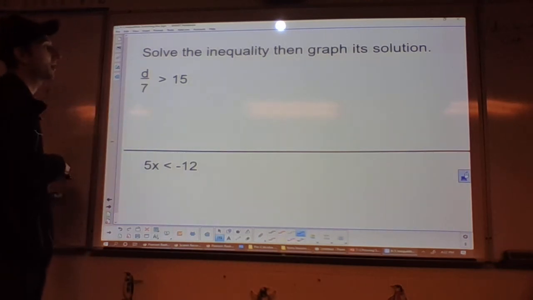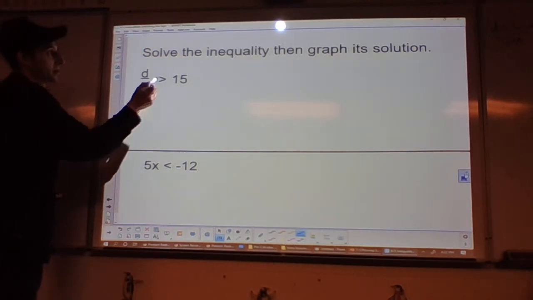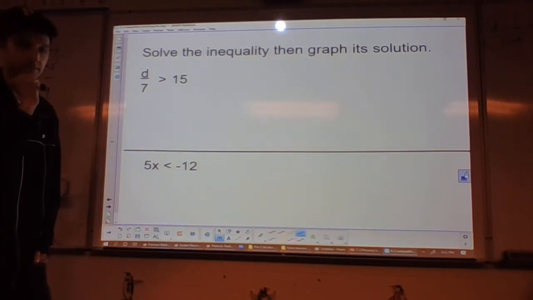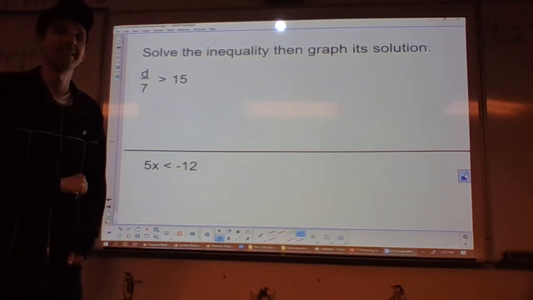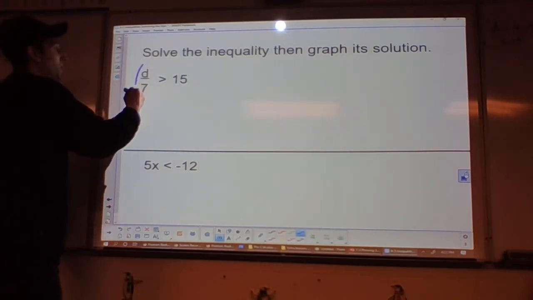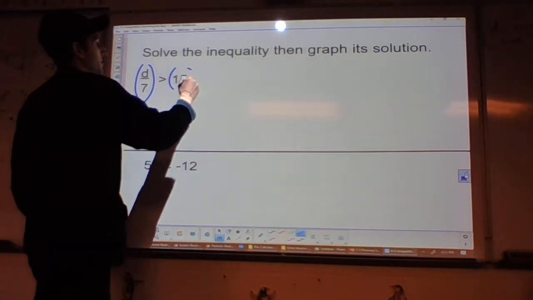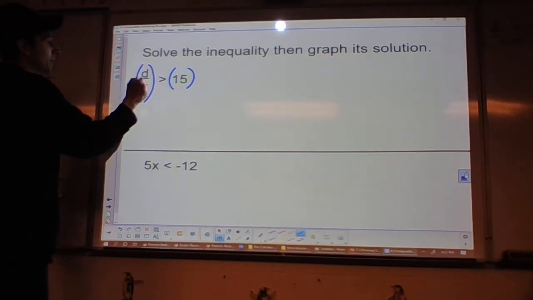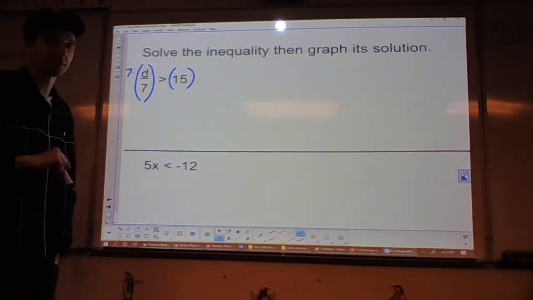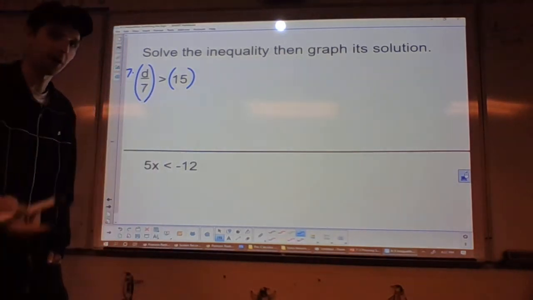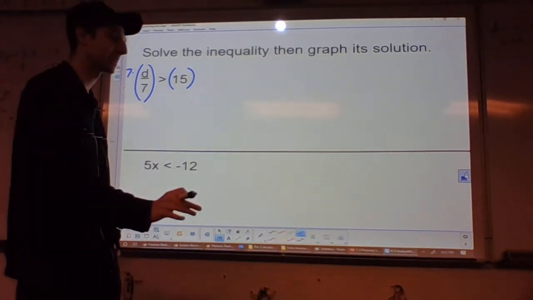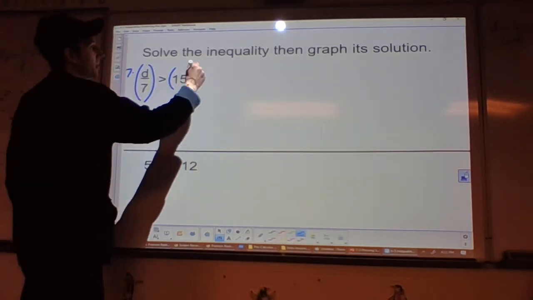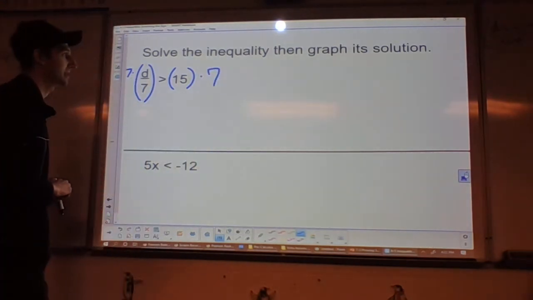So if you have this inequality here, d divided by 7 is greater than 15, what do you think? Flip or not flip? All right, I think you got it. This one, you don't flip. Why? Because in order to solve this one, you want to cancel out a positive 7, and what you're doing on both sides is multiplying or dividing by a positive. When you're multiplying or dividing by a positive, you don't flip. If you're multiplying or dividing both sides by a negative, you do flip. Here we're multiplying by a positive, so we don't flip.